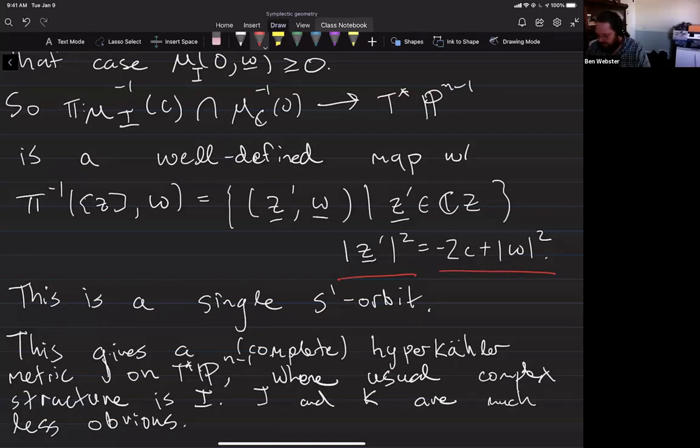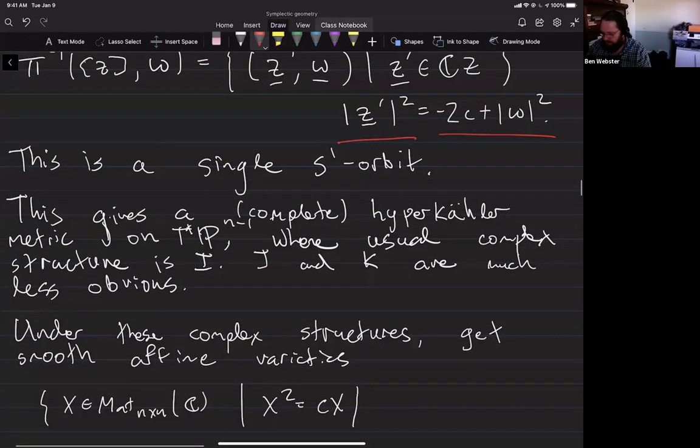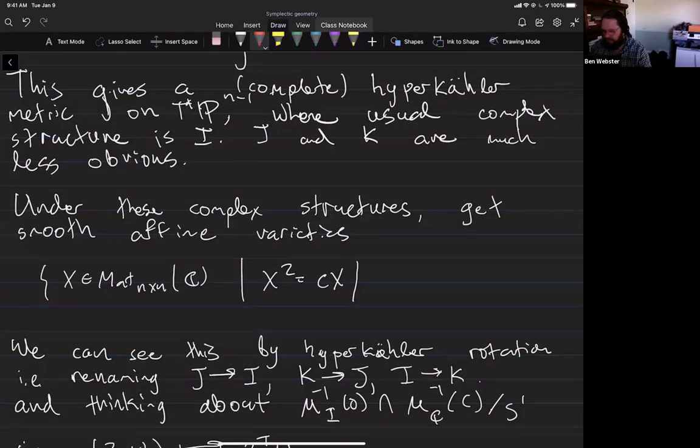One of the things that's less obvious about this is that it gives me a complete hyper-Kähler metric on T star Pn minus one. The usual complex structure I'm used to on T star Pn minus one is I. What are the other ones? J and K are complex structures which rotate vectors out of the zero section of Pn into the cotangent fiber over Pn. They're very weird if you're thinking of this as T star Pn. And you can check that under these complex structures, what you get are smooth affine varieties of matrices such that X squared is Cx.